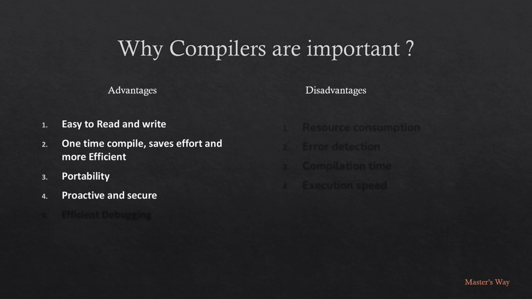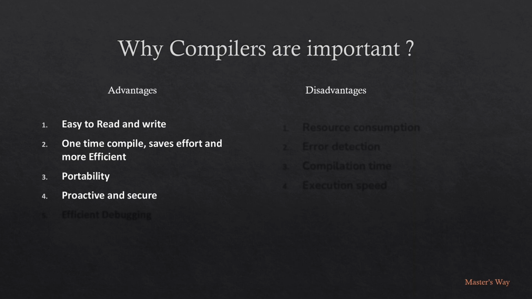And here comes protective and secure. Yes, a compiler can provide programmer security by preventing memory related errors such as buffer overflows by analyzing and optimizing the code. It can also generate warnings or errors if it detects potential memory issues.